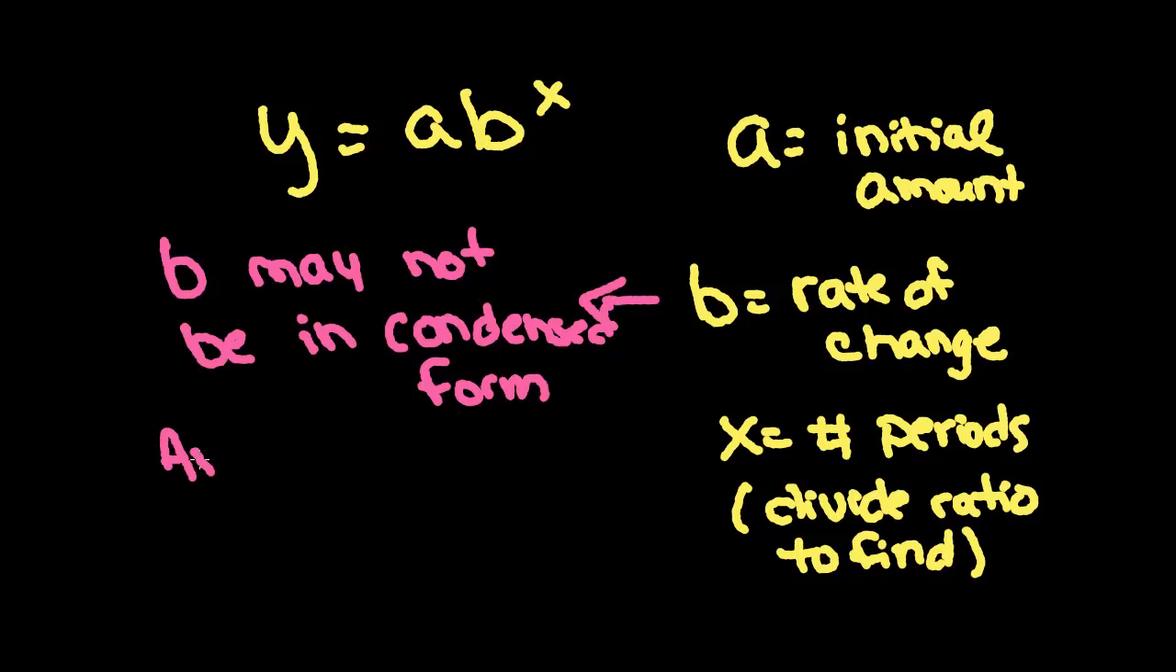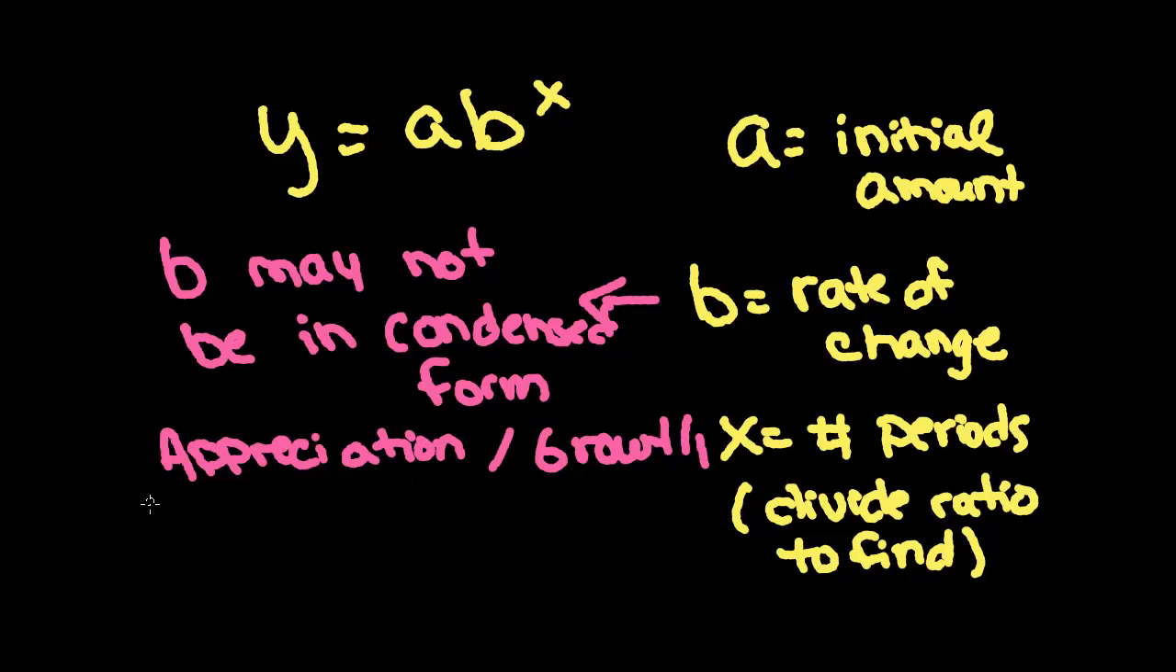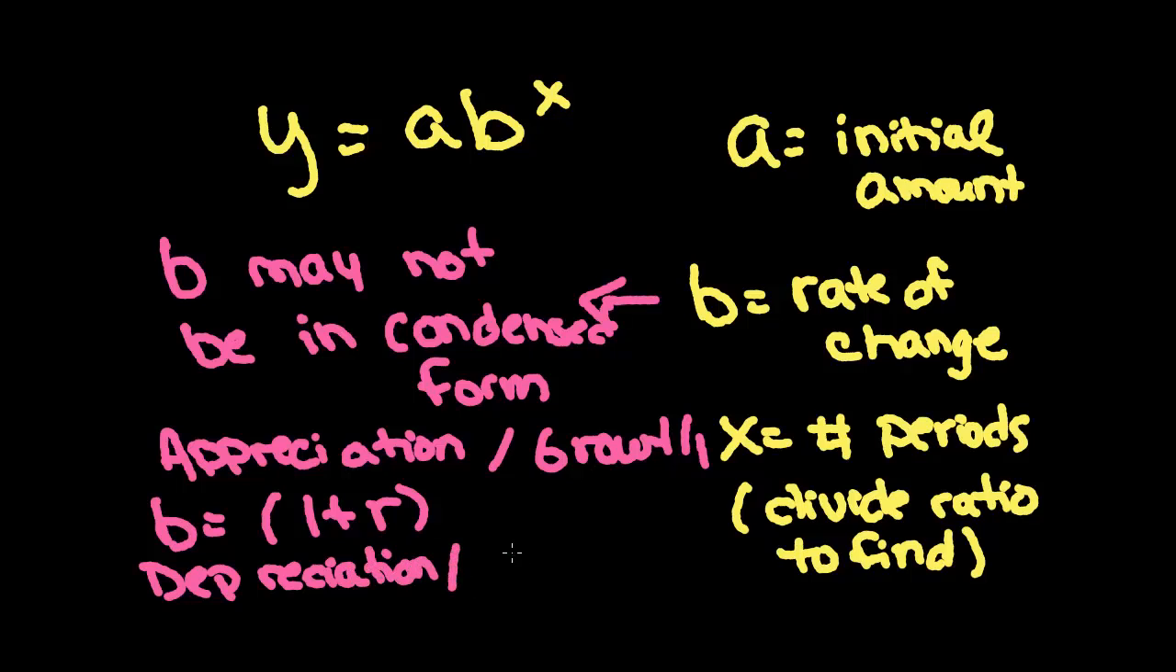So if it's appreciation or exponential growth, then we do b is equal to 1 plus r. Or for depreciation or decay, then b is equal to 1 minus r. So sometimes we have that extra step where we have to find that value of b ourselves by adding 1 to it or 1 minus. And we talked about the different situations where that occurs.